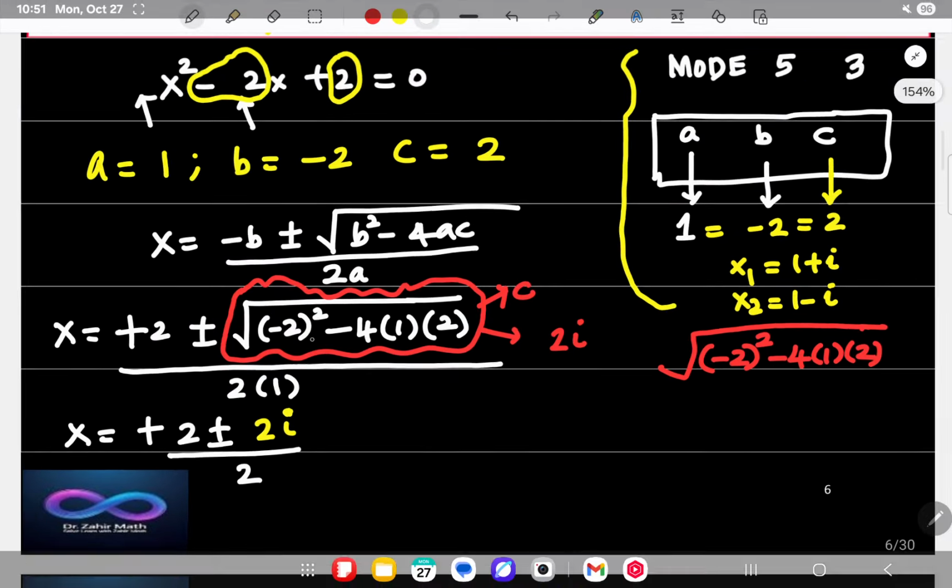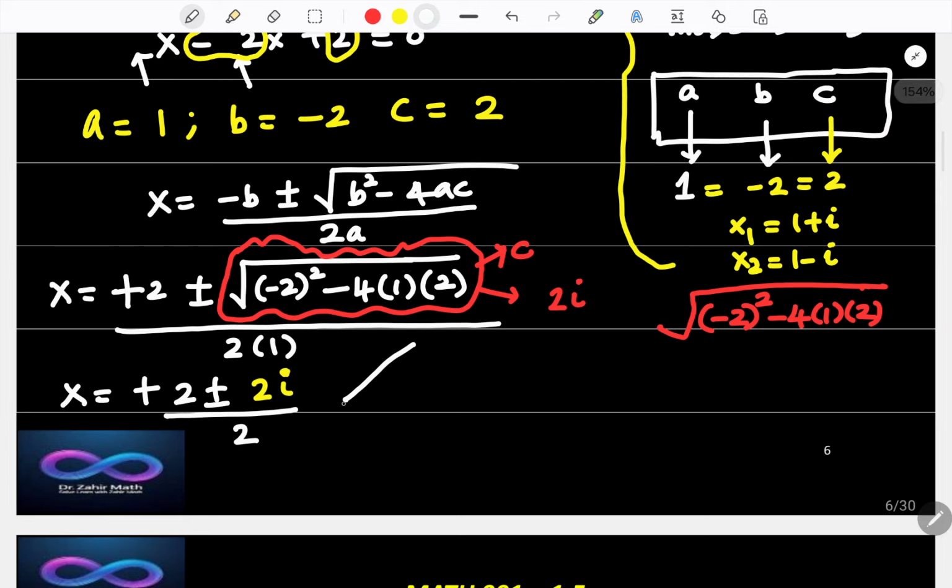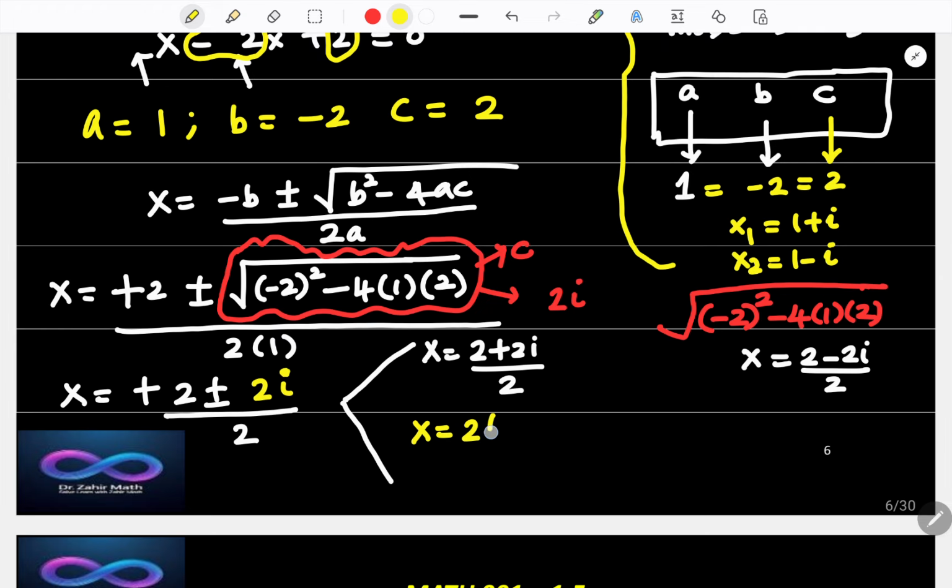Right. So it has what? 2 answers. So what is the first answer? The first answer is x equals 2 plus 2i by 2. What is the second answer? x equals 2 minus 2i by 2. Clear? Right. So x equals, I'm taking the common factor 2. When I take the common factor 2, I'll get 1 plus i divided by 2. So 2 gets cancelled. So x equals what? 1 plus i. Clear, everybody?